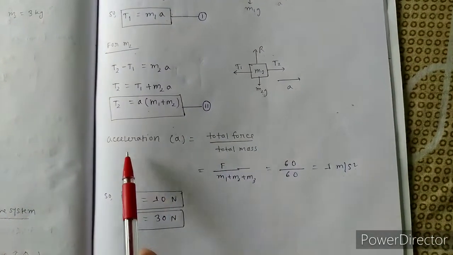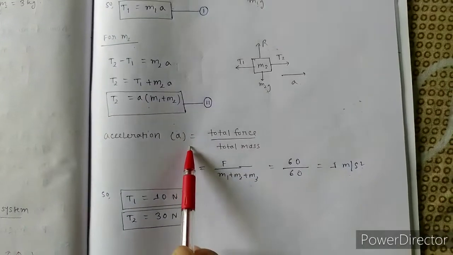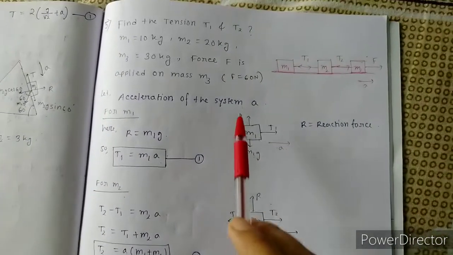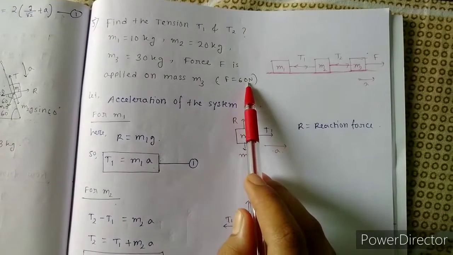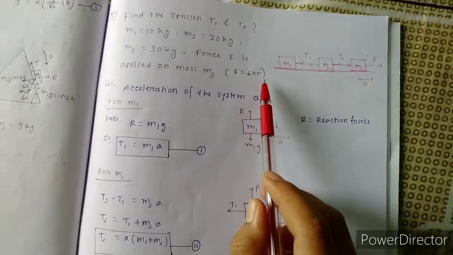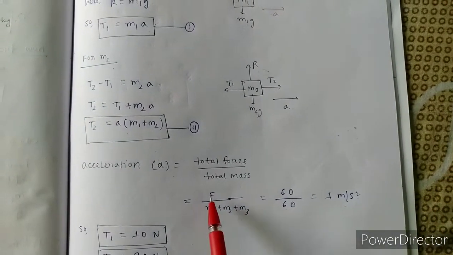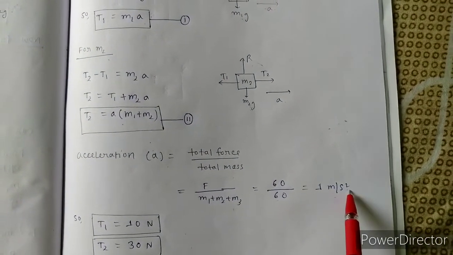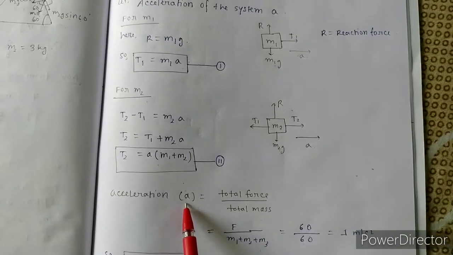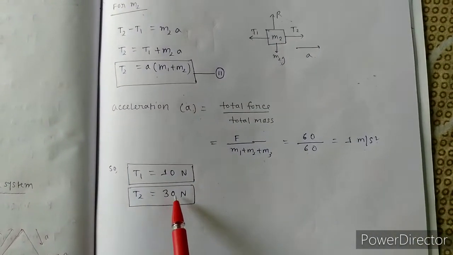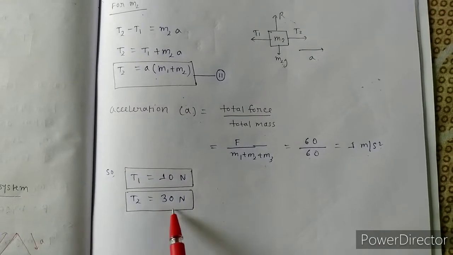Now the acceleration of the system A equals total force by total mass. The total force acting on the system is 60 Newton and the total mass is also 60. So we get A equals 1 meter per second square. By putting the value of A in equations 1 and 2, we get T1 equals 10 Newton and T2 equals 30 Newton.